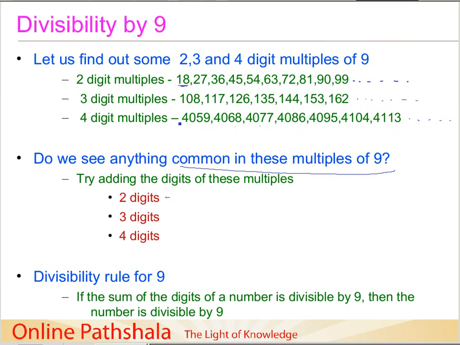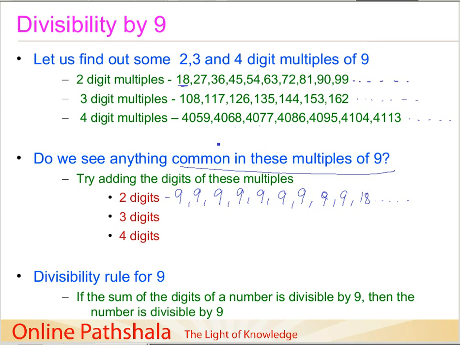For the 2 digit multiples, I'm just writing: 1 plus 8 is 9, 2 plus 7 is 9, 3 plus 6 is 9, 45 when I add it is 9, 54 when I add again it is 9, 63 is 9, 72 is 9, 81 again is 9, 90, 9 plus 0 is 9, and 99, 9 plus 9 is 18. So that is what we have written.